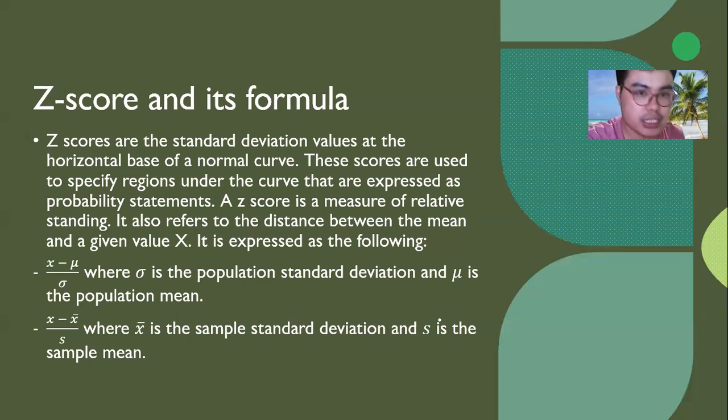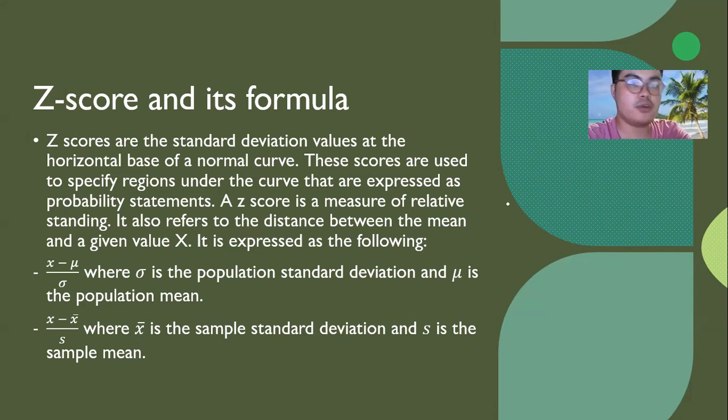It is expressed as the following. First, z = (x minus mu) over sigma. This means that sigma is the population standard deviation and mu is the population mean. So you subtract mu from x, then after finding the difference, you divide it by sigma. Then for the sample, z = (x minus x bar) divided by s, where x bar is the sample mean and s is the sample standard deviation.